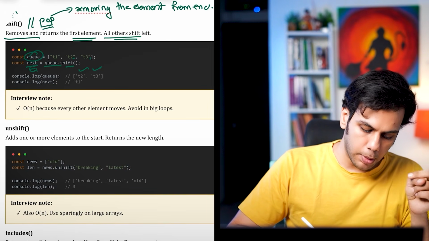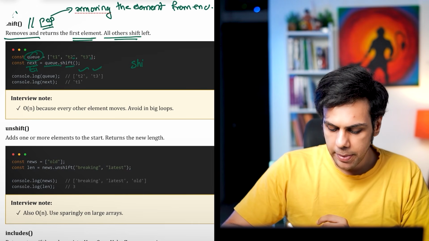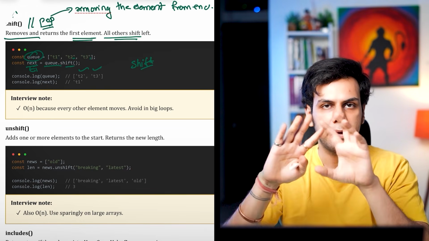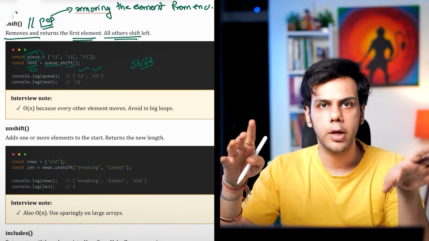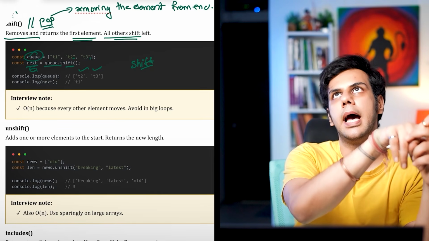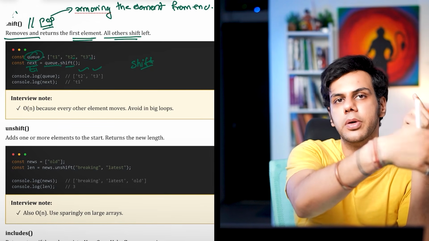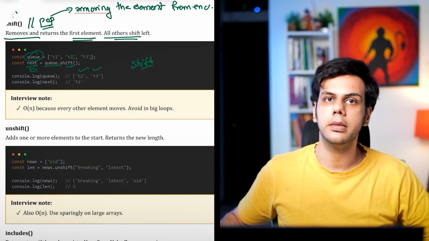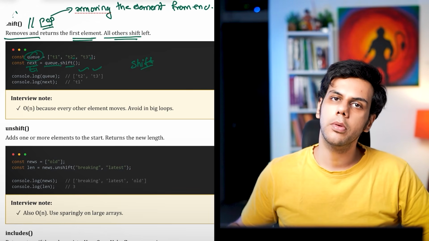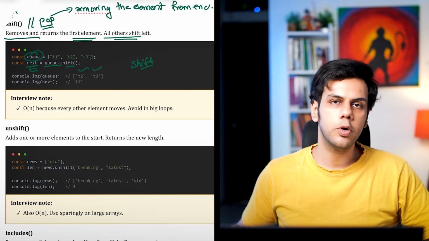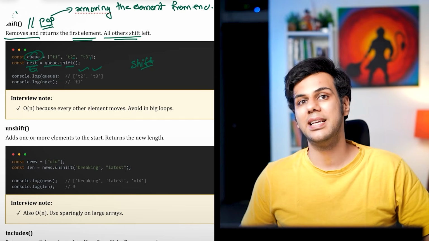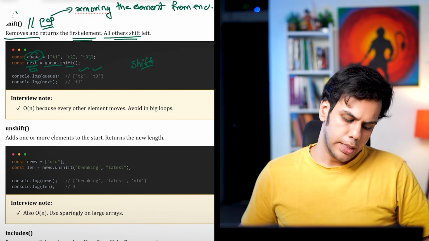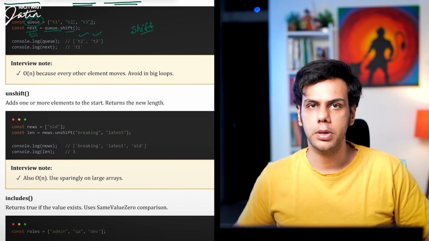Whenever you're talking about shift, it basically helps you work like a queue, right? Have you seen a queue? At a ticket counter, the person who is at the start of the queue is the first to get processed, and will be able to buy the ticket. So if I want to process the element which is at the start, I'm going to use the shift method.